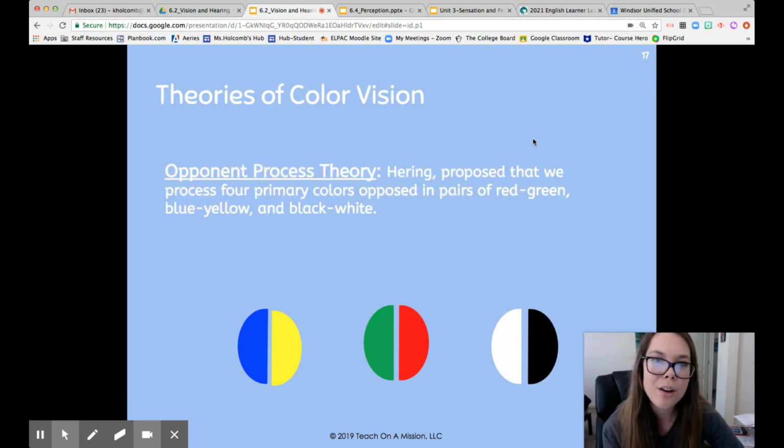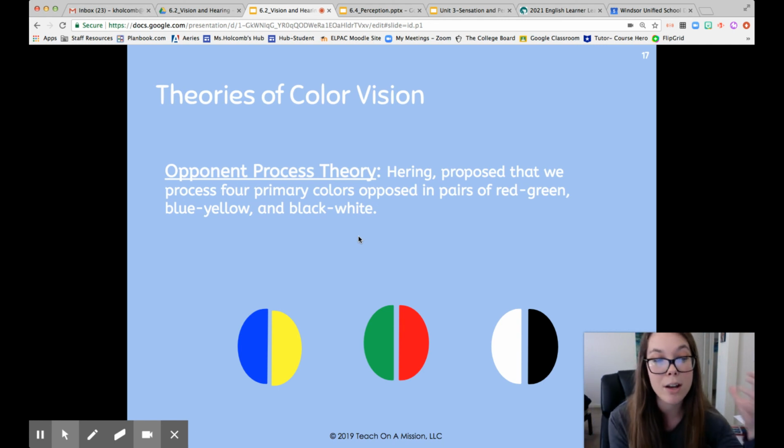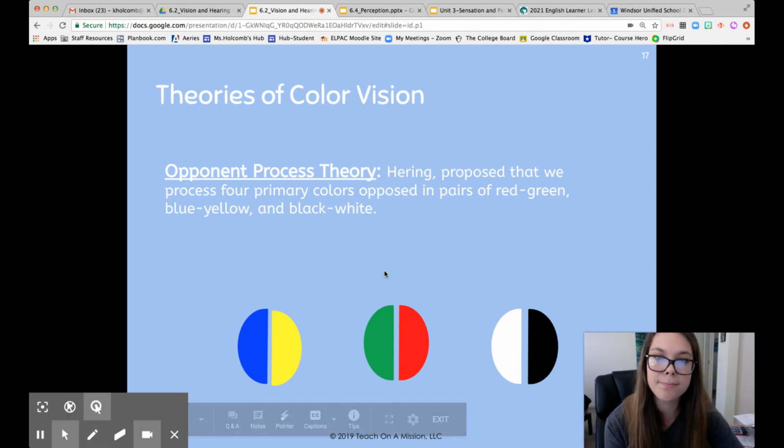And then another theory for color vision is opponent processing theory. Hering, who came up with the theory, proposed that we process 4 primary colors opposed in pairs of red, green, blue, yellow, and black and white. So again, these are just theories. These are 2 ways of looking at how we process color. So in the opponent processing theory, they thought that blue and yellow work together, green and red work together, and white and black work together in pairs. And again, a lot of people tend to be colorblind when it comes to distinguishing the purples, reds, and greens.